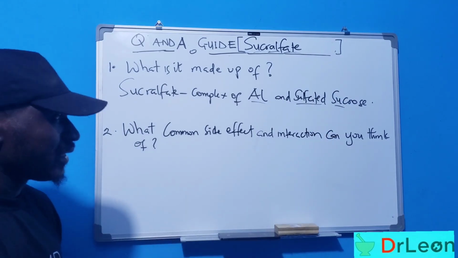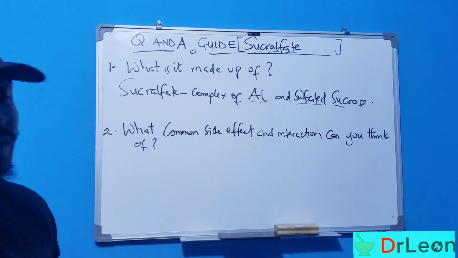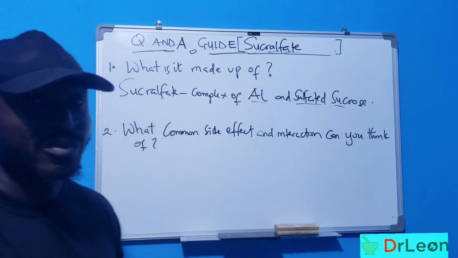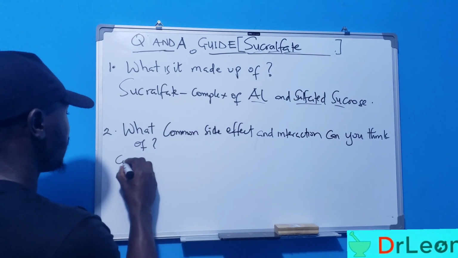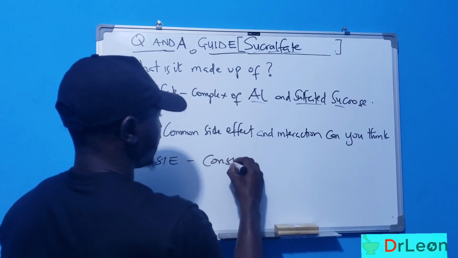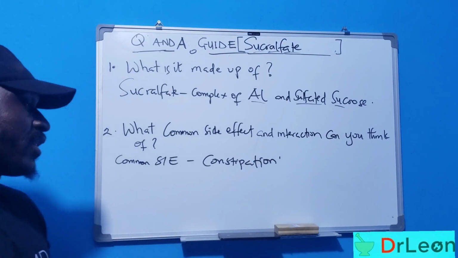What common side effects based on the composition can you think about? An interaction that we can think about. What did we say about aluminium? Constipation. So one common side effect of Sucralfate is it can cause constipation. You have to make your patient aware.